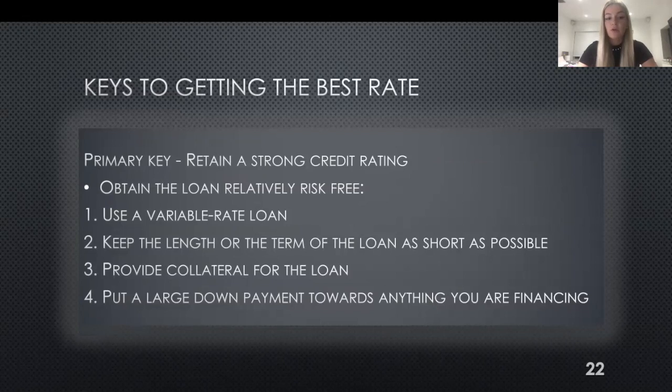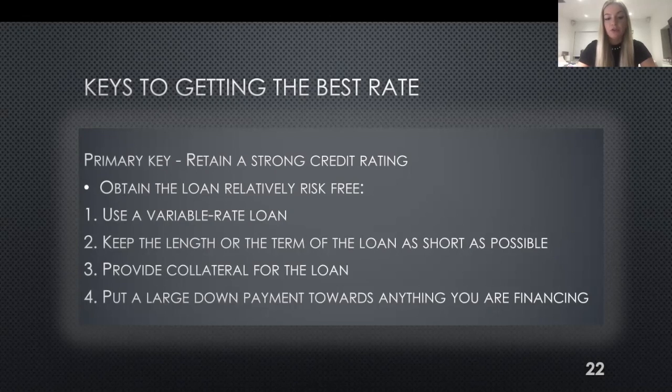There are 4 ways to obtain a loan relatively risk-free. The first is the use of a variable rate loan. With a variable rate loan, you rather than your bank will suffer if interest rates rise. If you can't afford the payments if interest rates rise, stay away from variable rate loans. Keep the length or the term of the loan as short as possible. The lower the probability that you will experience a financial disaster before you pay off your loan, and the less risk you have of defaulting.